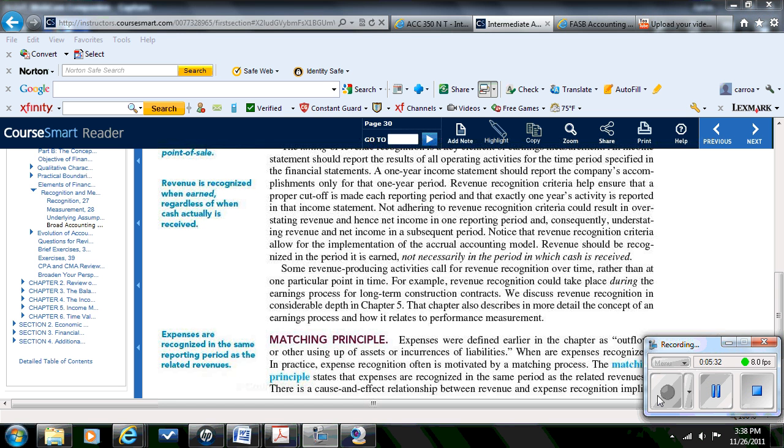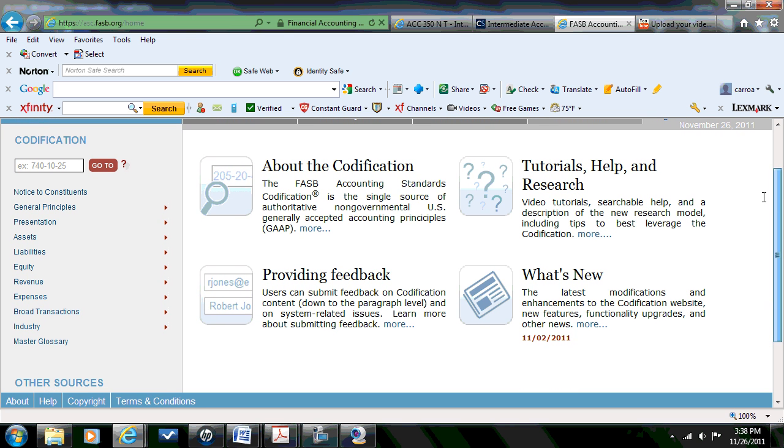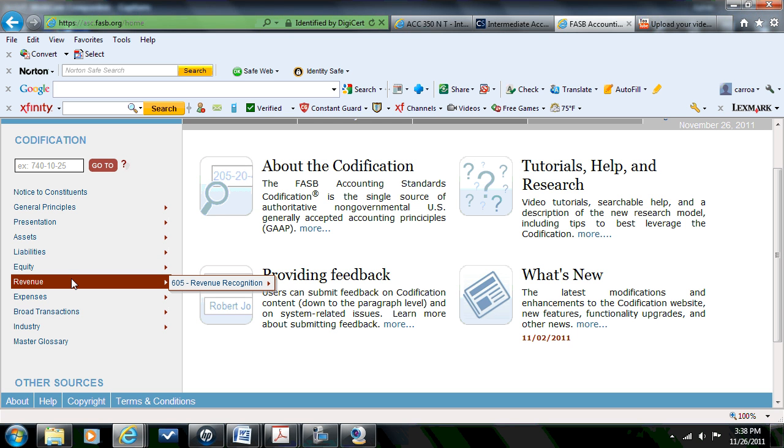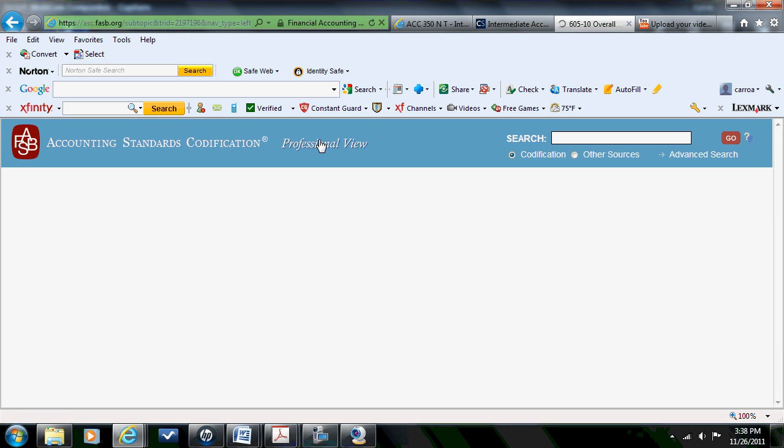So now that we have a clear understanding of the issue, we can go and look for some authoritative direction. And we're going to do that through the FASB codification. This is the main page of the codification. On the left side, we'll look at our categories. And one of the categories we have is revenue. When we go to that topic, we see we have section 605, which is revenue recognition. And we're going to look at the overall first, which talks about the criteria that we'll use to recognize revenue.